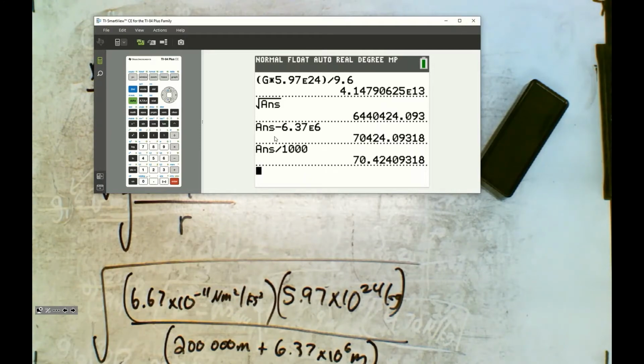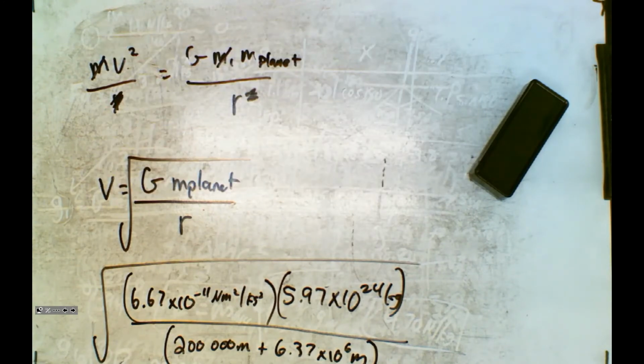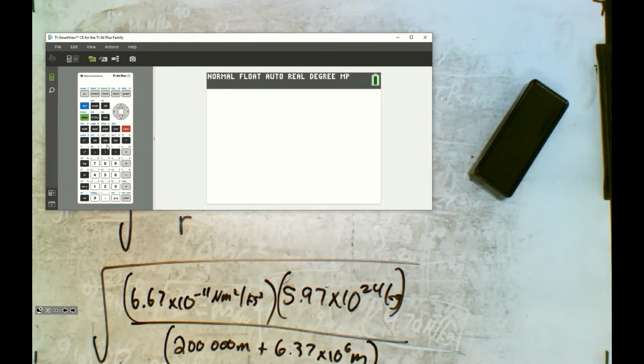my calculator appears to be frozen. Let's try starting that up again. So we will go alpha G times 5.97 times 10 to the 24. And then we divide it by 200,000 plus 6.37 times 10 to the 6. Make sure that's all in brackets. And then we're going to square root our answer.